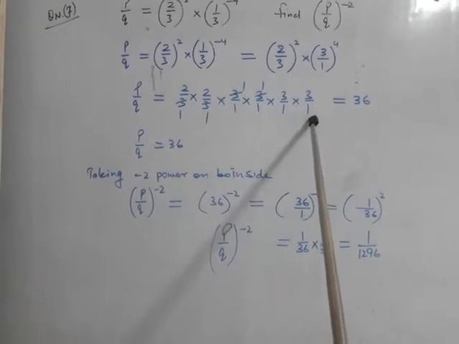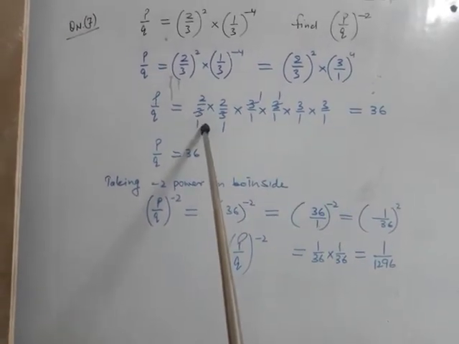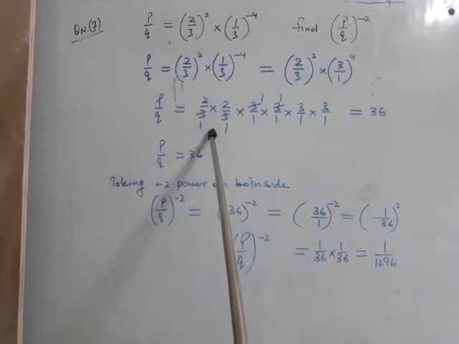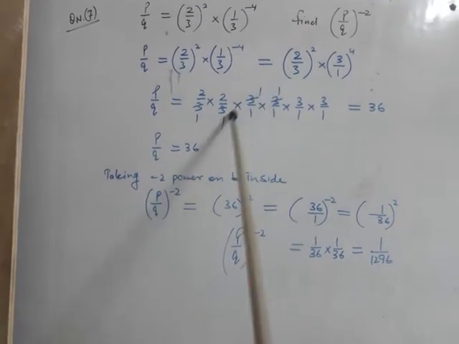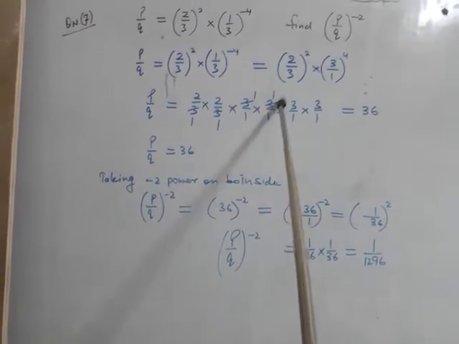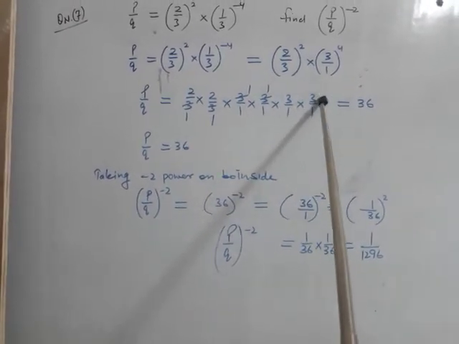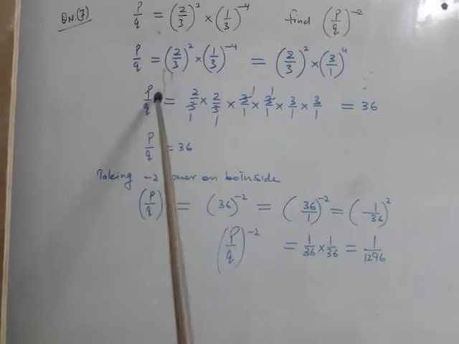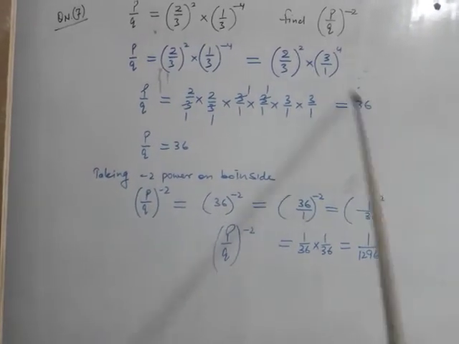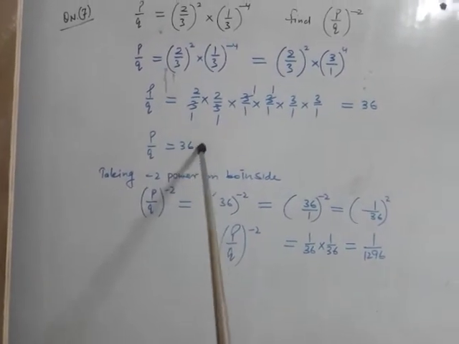You can see here, whatever is common between the numerator and denominator, you can cancel that. The 3 in the numerator and the 3 in the denominator cancel, again 3 and 3 cancel. You are left with 2 into 2 is 4, 4 into 3 is 12, 12 into 3 is 36. So you get the value of P over Q is equal to 36. The value of P over Q has come out as 36.